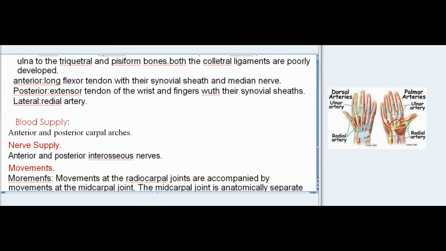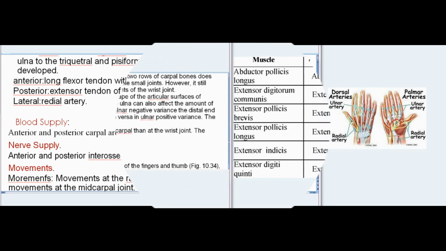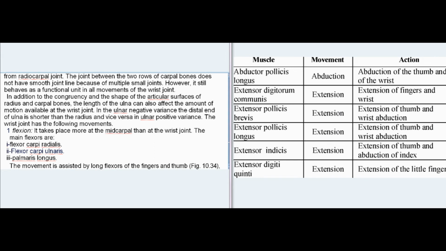The midcarpal joint is anatomically separate from the radiocarpal joint. The joint between the two rows of carpal bones does not have a smooth joint line because of multiple small joints. However, it still behaves as a functional unit in all movements of the wrist joint.